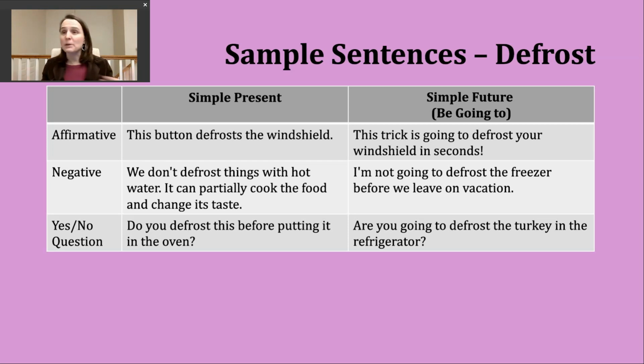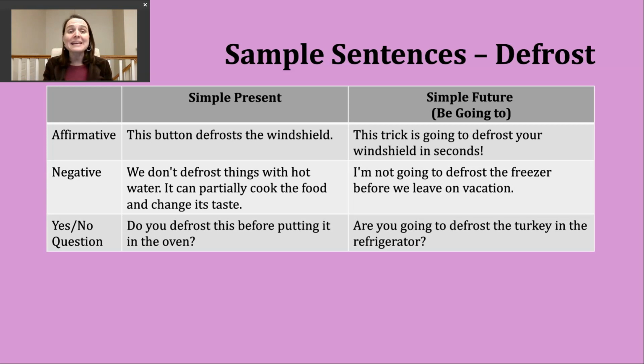So someone might be driving a car for the first time. Someone else is pointing out different features. They're indicating if you push this button, it will remove the frost or ice from the windshield. We're using the simple present here because that would be a factual statement. And because I'm just talking about one button, you see that S on the end of my verb.